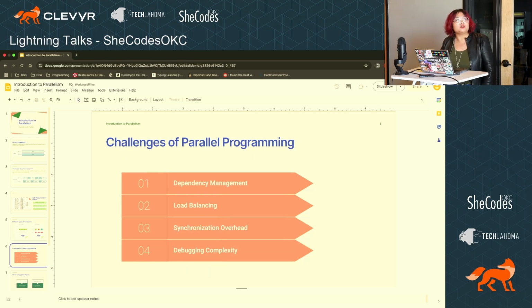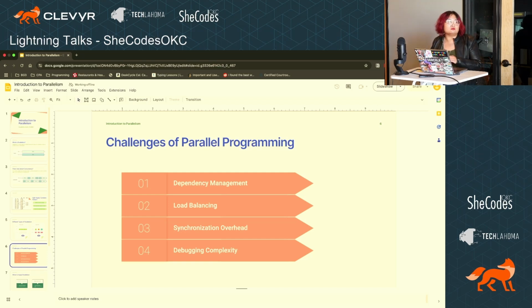So what are some challenges of parallel programming? If we can do all these things at once, why don't we just parallelize everything, right? No, unfortunately, the world is not that perfect of a place. First of all, there is this elephant in the room called dependency management. If your tasks are really intertwined with each other, it is really hard to map out a perfect scenario where you can do everything perfectly. Then you shoot for concurrency.